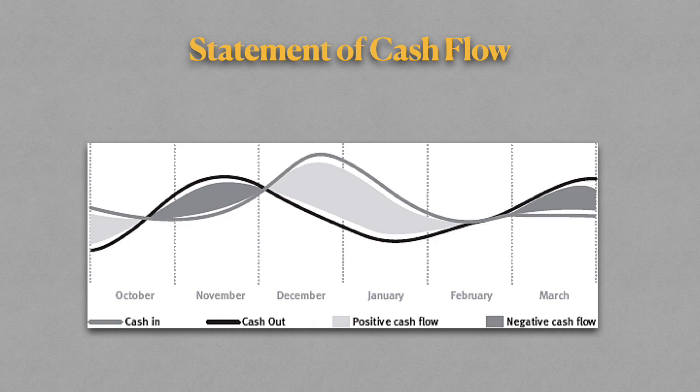Looking at the graph, a positive cash flow is any point where the cash in line is higher than the cash out line. A negative cash flow is any point where the cash out line is higher than the cash in line. And a balanced cash flow is represented by points on the graph where the cash in and cash out lines coincide.